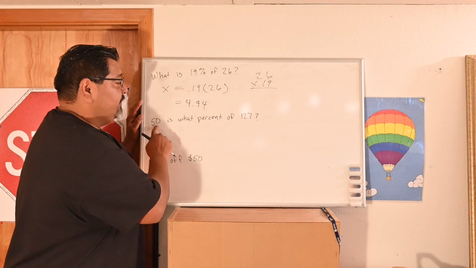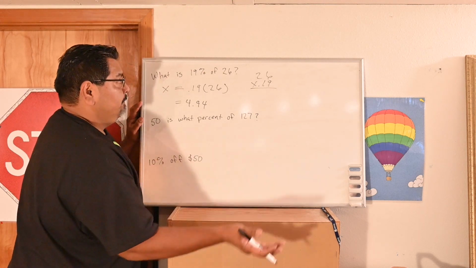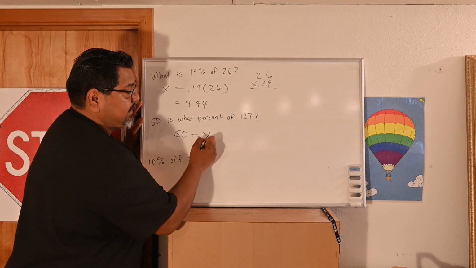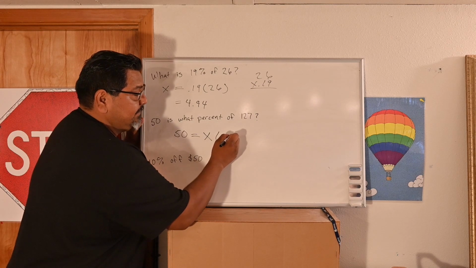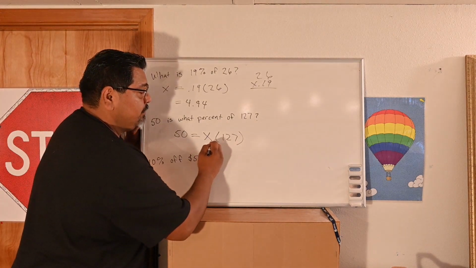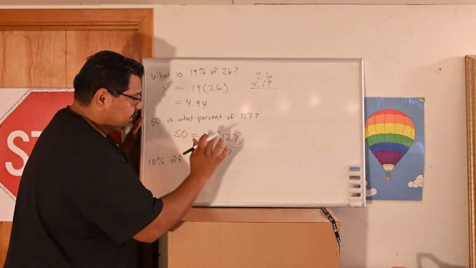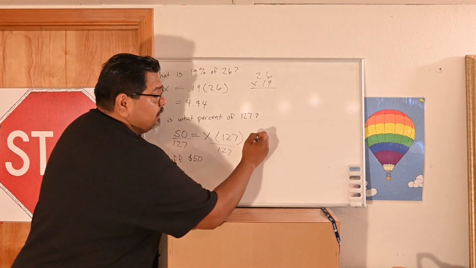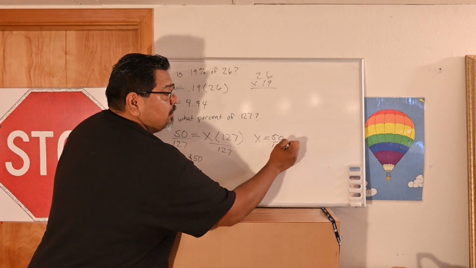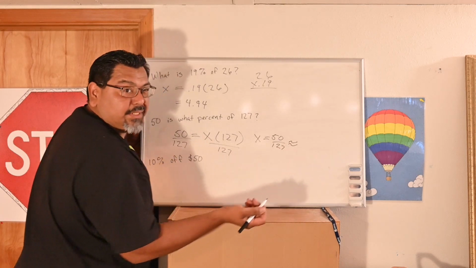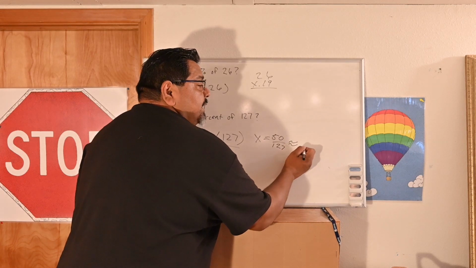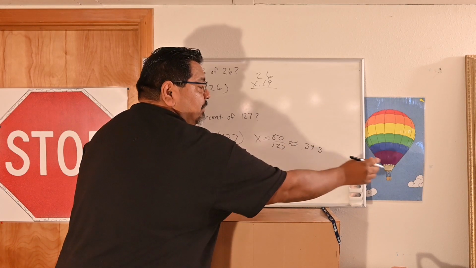Now the next one's telling you 50 is what percent of 127. Think about it again. So we're saying 50 is what percent of 127. At this point we've got an equation. We want the x alone. We divide by 127, since we're multiplying, we do the opposite. So we get x equals 50 divided by 127, which is going to be approximately, that's what those little squiggly lines mean, approximately 0.393 and so on.